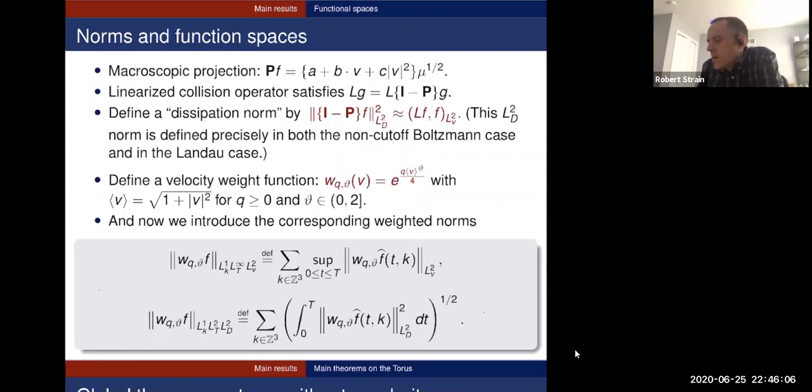And then we define our energy norm, and then we define our dissipation norm. So the key difference between these two norms is the energy norm uses L infinity in time, and the dissipation norm uses L2 in time. And this norm has a D on it down there. This norm has a V.